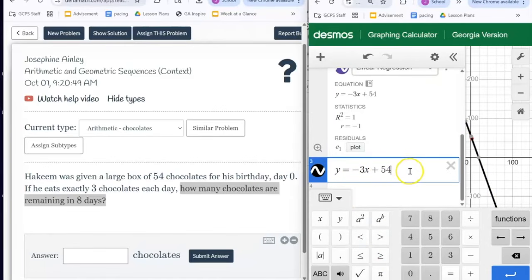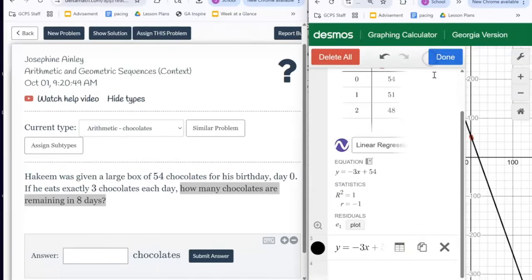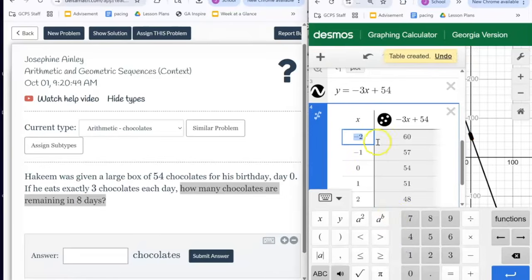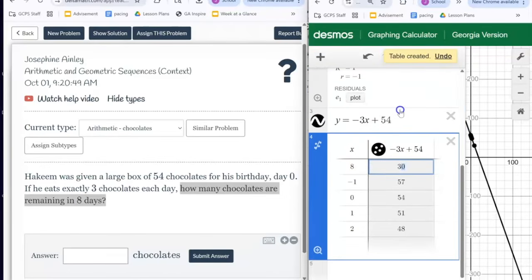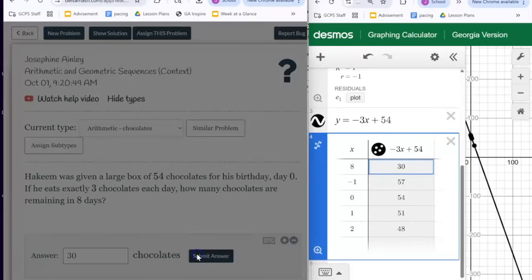For me to see day 8 or day 50 or day 158, I'm going to press that, Settings, Table, so I can see day 8. So I'm going to say day 8. He's going to have 30 left. 30 chocolates left on day 8.